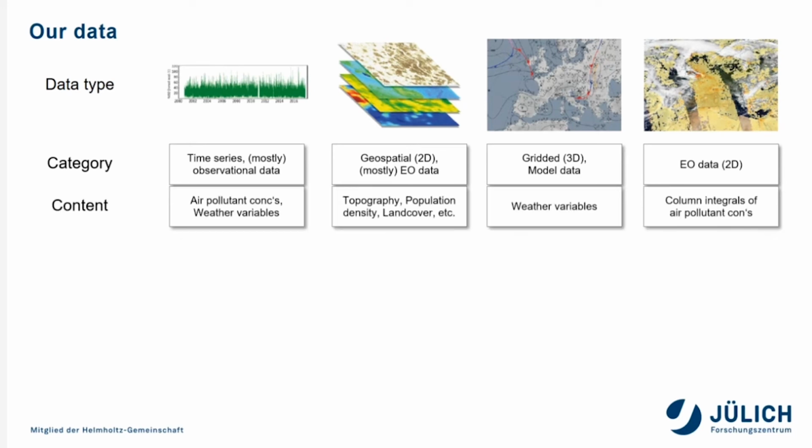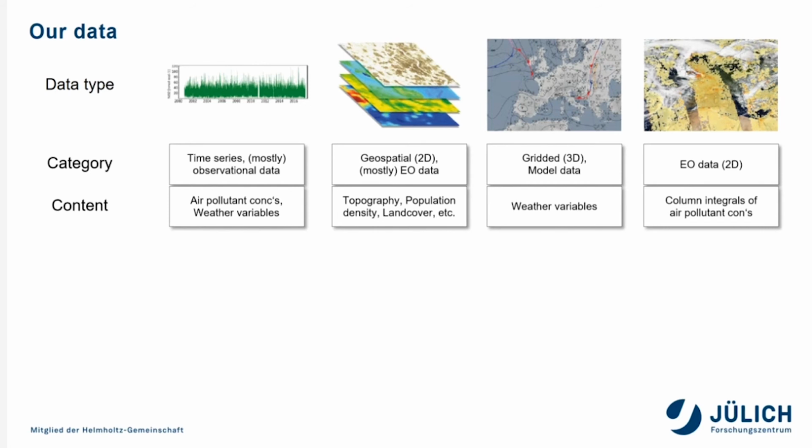The content of these is, for the time series, we typically have air pollutant concentrations or weather variables. The geospatial data covers all kinds of mostly land descriptions, if you would like to call them like that. So topography, population density, land cover, etc. And obviously this will have an impact on both the air pollution, but also the weather, for example, in terms of transportation or advection of clouds or rain out in front of mountains and these kind of aspects.